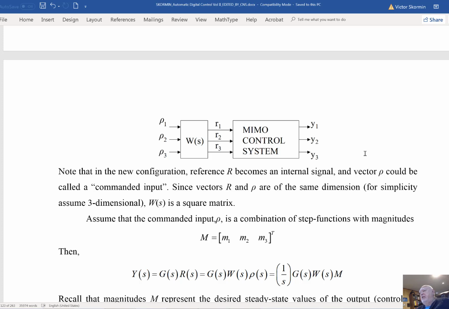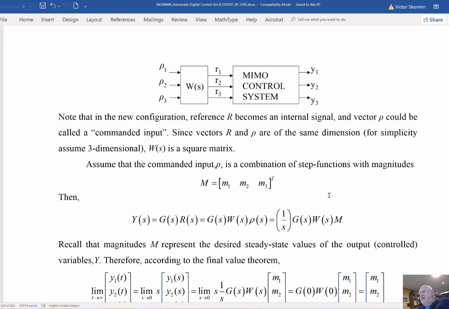will stay the same. And again, if you apply a step to the input ρ2, this input ρ2 will be converted into the increments at R1, R2, and R3, such increments that simultaneously acting, they will change only Y2 and will not affect Y1 and Y3. So this would be a decoupling approach to our problem.